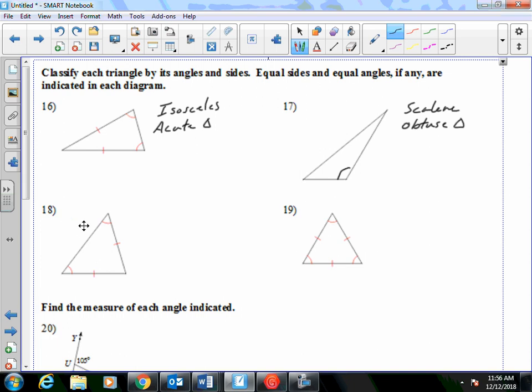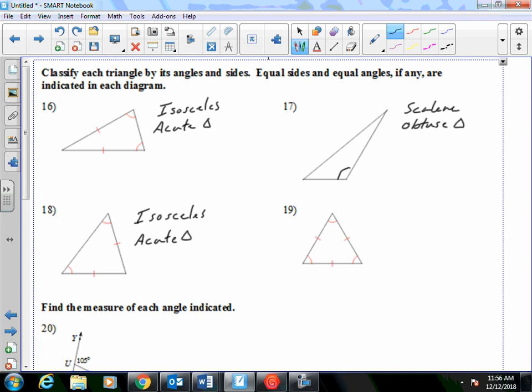And 18, once again, we got two sides and two angles. So it's going to be isosceles. And if I look at all the angles, all appear to be acute as well on this one. So this one is again an isosceles acute triangle.